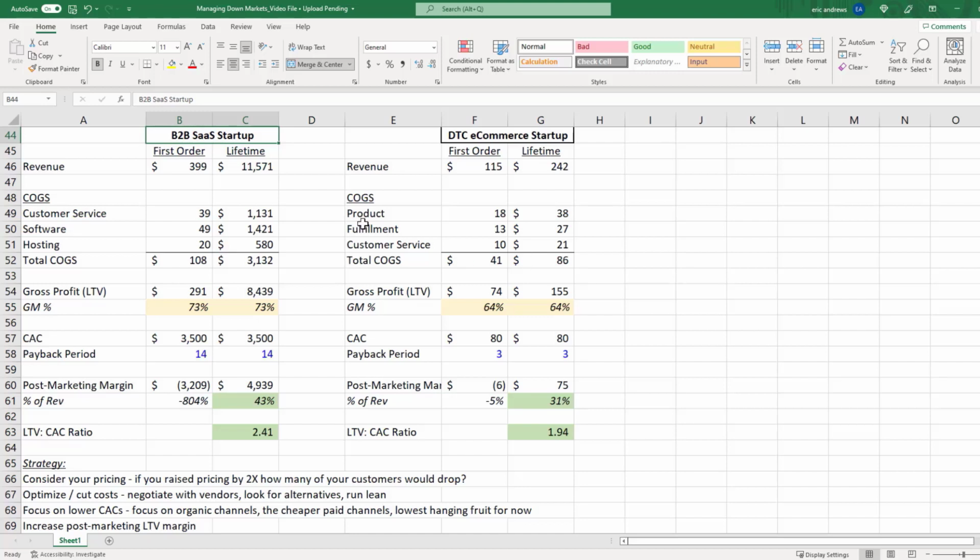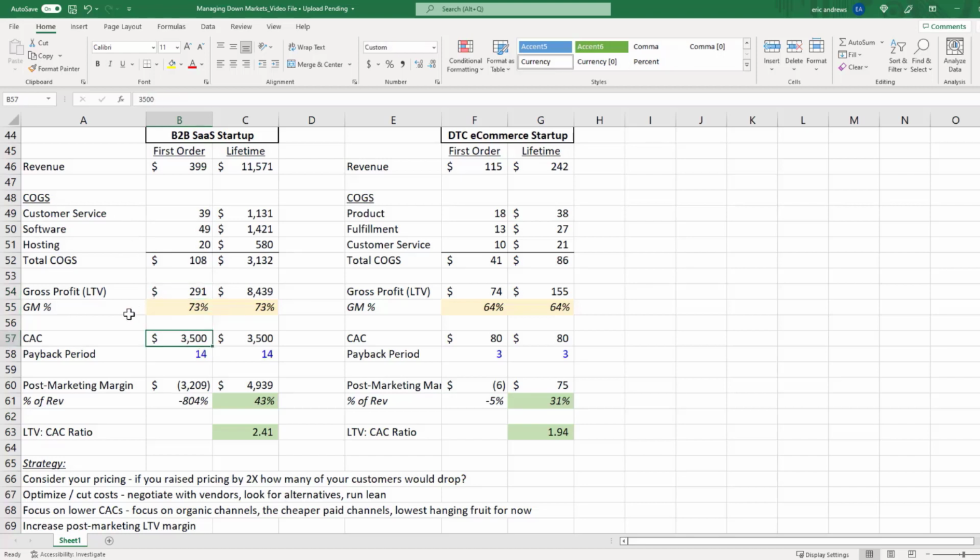So let's say the first order, the monthly subscription cost, is $399, but in this situation the customer lifetime we're saying is 29 months on average. And so this is the lifetime revenue. Let's just look at the first order of a customer lifetime. The customer pays $399. Then we have customer service, software, and hosting. These are the three elements of their cost of sales. And so the gross profit on that first month is $291 at a 73% gross profit margin.